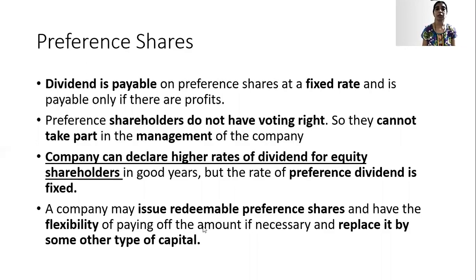Then the company may issue redeemable preference shares and have the flexibility of paying off the amount if necessary, and replace it by some other type of capital. This means redeemable preference shares and non-redeemable preference shares. Again, in preference shares, there are two types: redeemable and non-redeemable.